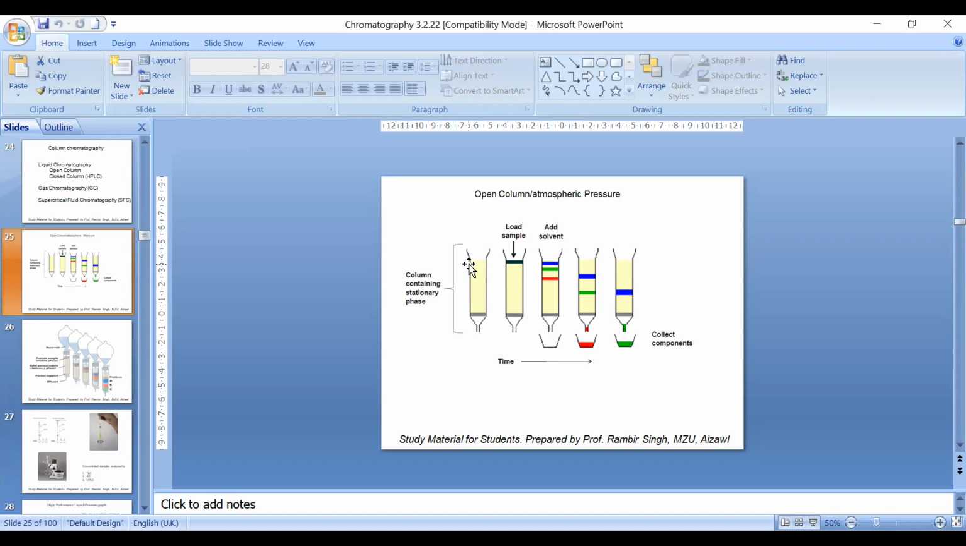Where are the retention sites? The retention sites are on the stationary phase. Higher the number of retention sites, better is the separation. So how to enhance the number of retention sites?